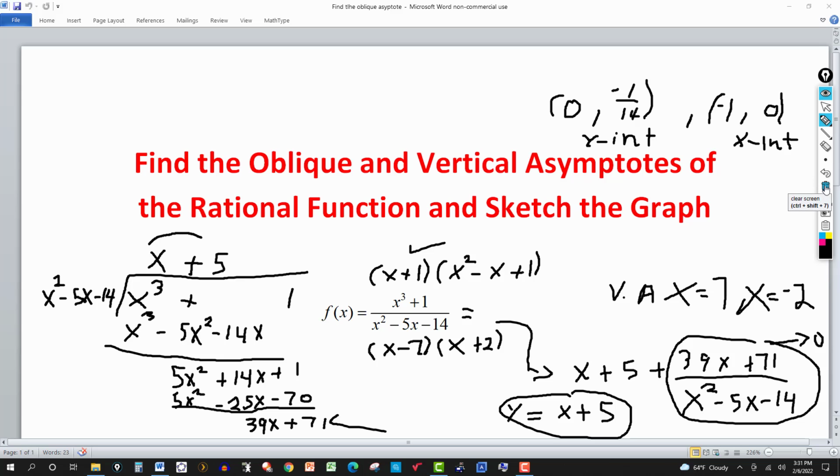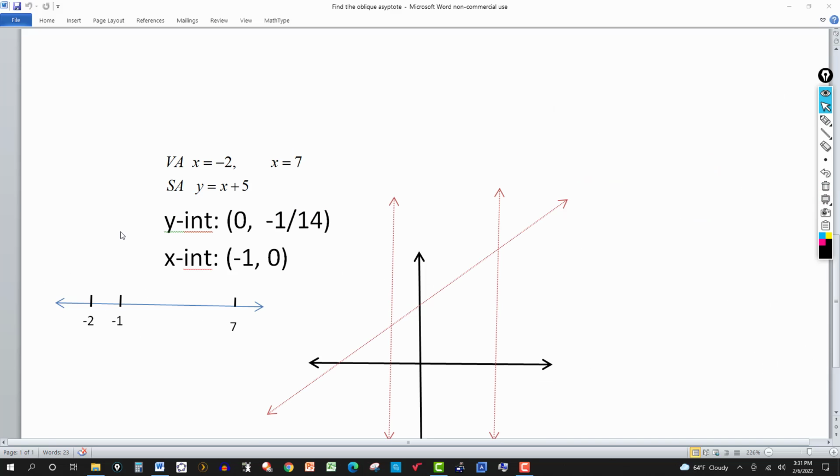So over here then, we have the summary. We clear this. Here's the information we have. Vertical asymptotes: x equals negative 2, x equals 7. The slant asymptote, or the oblique asymptote, is y equal to x plus 5. The y-intercept is 0 and negative 1 over 14. And the x-intercept is negative 1 and 0.